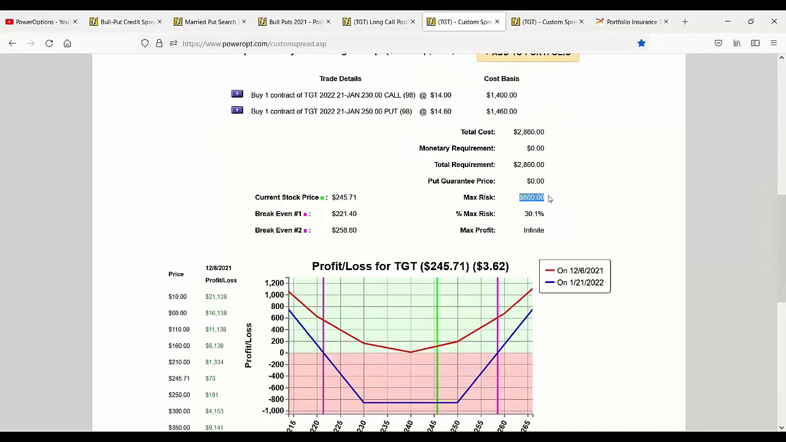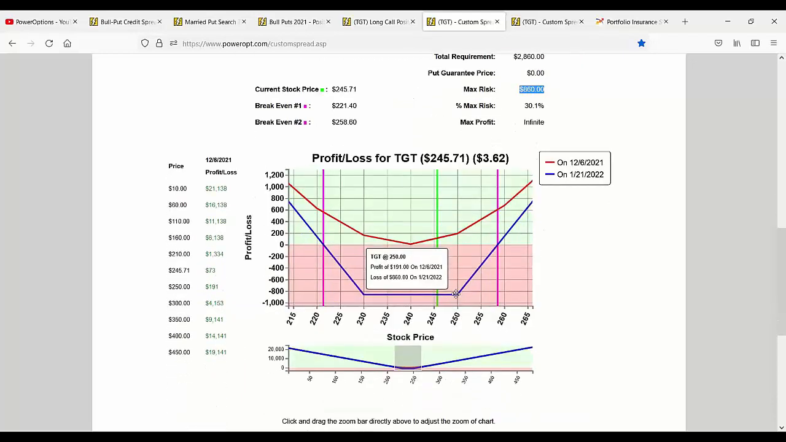Max risk lowers to 860 from the original 1400, and that's anywhere between 250 and 230. So now, though, we need a much bigger gain to get back to that 14% return. We're up to the 260 to 265 range. So I want to see more profit, Fernando, more unrealized profit before I did that.